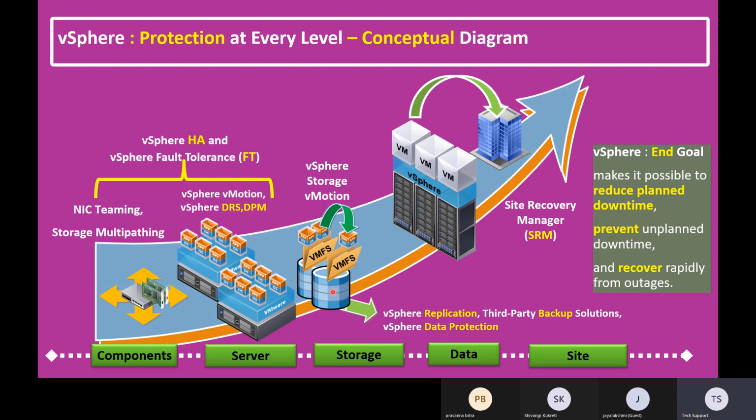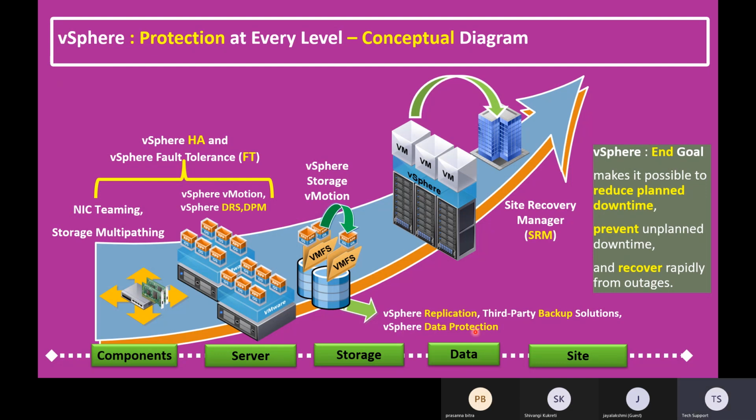In vSphere, not only the Storage vMotion feature, we have some additional features like vSphere Replication, or you can use a third-party backup solution. VMware's official tool is Replication. You can use the replication tool to replicate your data from one datastore to another datastore, or you can use third-party backup solutions to take the backup of all your virtual machines to another datastore. Whenever any virtual machine is down, you can restore from your backup. And the tool name is called vSphere Data Protection.